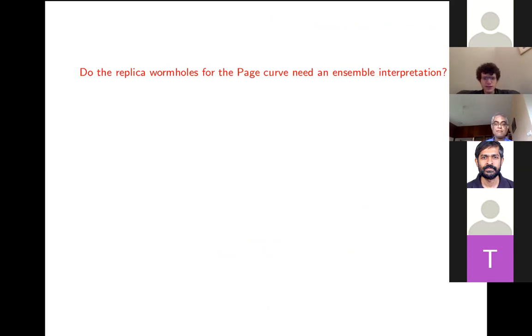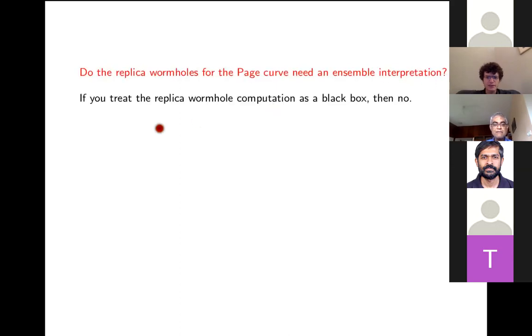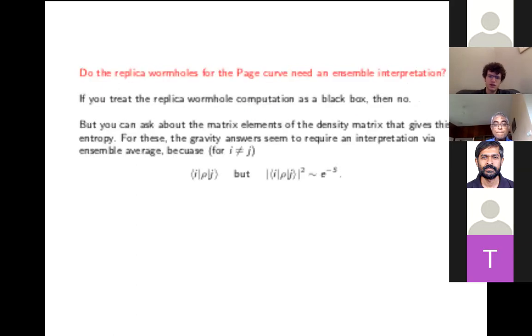Okay, well, the end is near, so this is the last slide. So I'm just returning to this question: do the replica wormholes with Page curve need an ensemble interpretation? And we saw halfway through the talk that if you treat that calculation as a black box, then they do not. They do not need an ensemble interpretation because the wormholes that are involved connect together systems that were coupled to each other. So there's no contradiction with factorization.